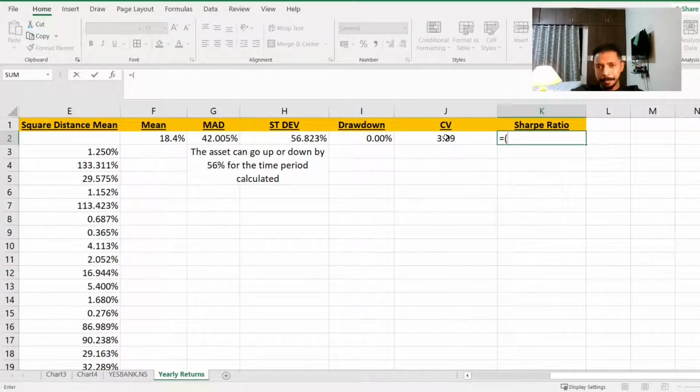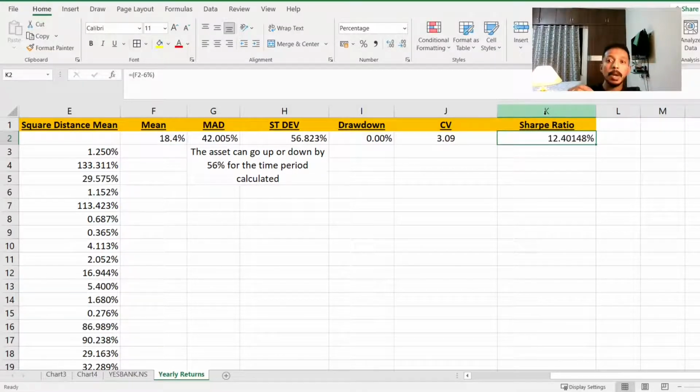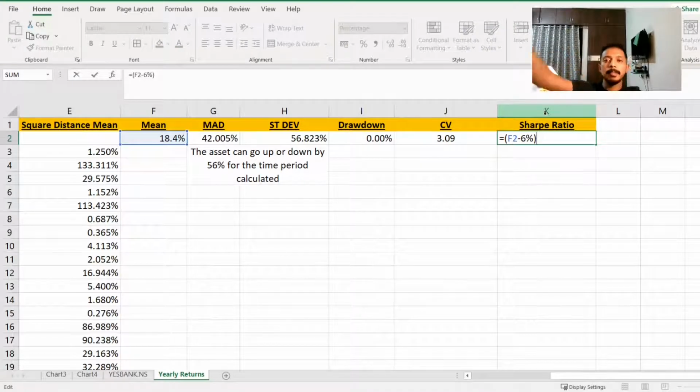Nevertheless, the Sharpe ratio is calculated as the average return minus the risk-free rate. Because remember, if 18.4% is the return that you're generating, that entirely is not what you're compensated for. If 6% is government bond returns, then the premium you're getting to take the risk is 18.4 minus 6%. So this is the risk premium you're getting by investing in Yes Bank, which gives you 12.4% more than the government bonds.